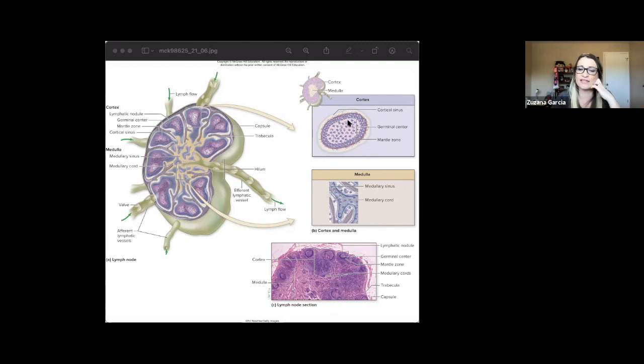And then in the center, you have the germinal center. The germinal center is going to be full of B lymphocytes. B lymphocytes are cells that, once they're activated, will become plasma cells, and these plasma cells will produce antibodies. So if the T cell in the mantle zone gets activated by being shown a pathogen, it will send a signal to the B lymphocytes, and the B lymphocytes will be like, okay, this is what we're doing. Let's go ahead and start producing antibodies.